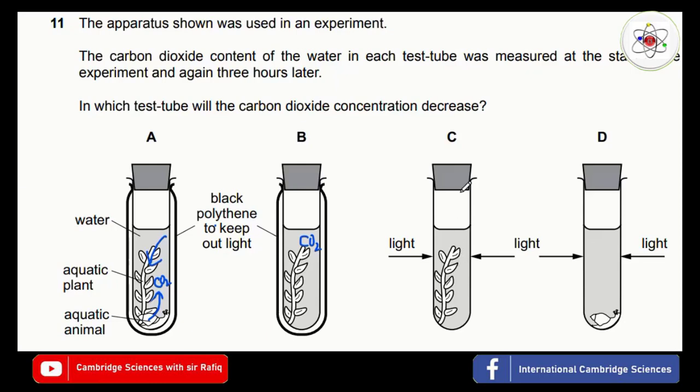And in C, you can see that light is going in, and light is the essential condition for the process of photosynthesis. So this aquatic plant is photosynthesizing, and the carbon dioxide level in the water will decrease as carbon dioxide is being absorbed by the plant. So C must be our correct option, whereas in the other, the carbon dioxide level is increasing because the aquatic animal is releasing carbon dioxide during respiration. So only in option C is the level of carbon dioxide decreasing.